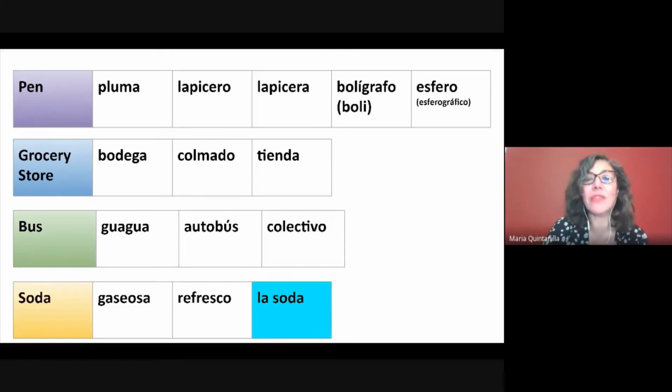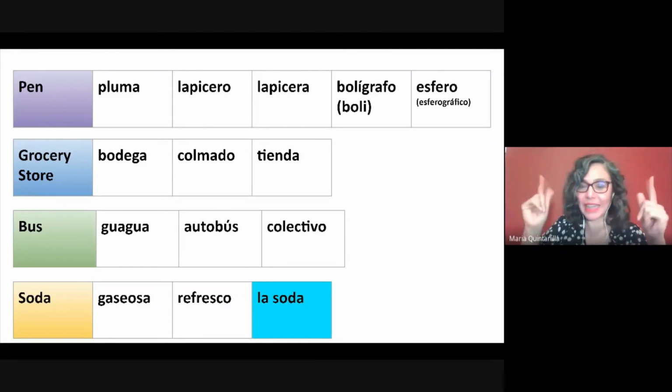Take a look at the word soda. In some Spanish-speaking countries, you may hear the word gaseosa or refresco. And refresco may mean something else in some other Spanish-speaking countries. And you may also hear some Spanish-speaking people say la soda. That's Spanglish. You may hear that.